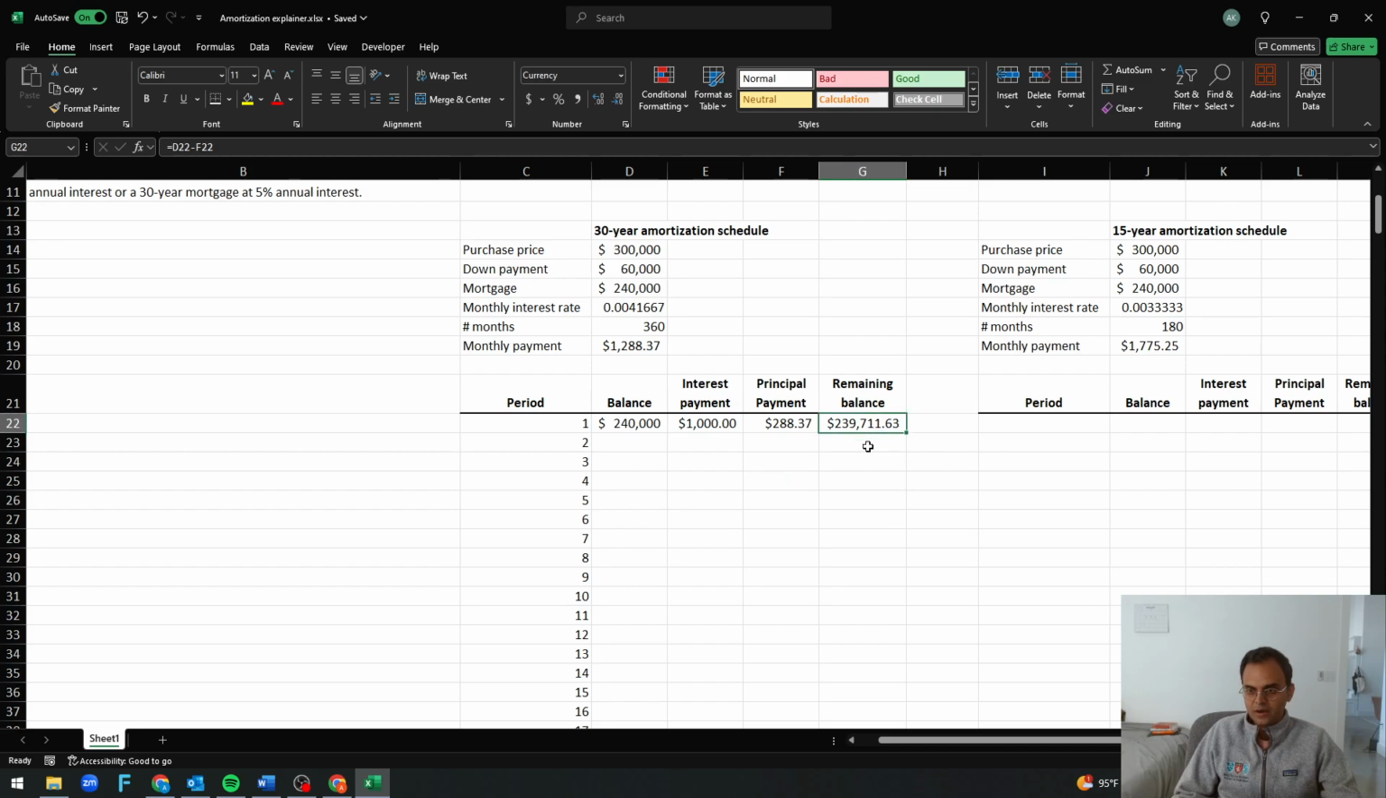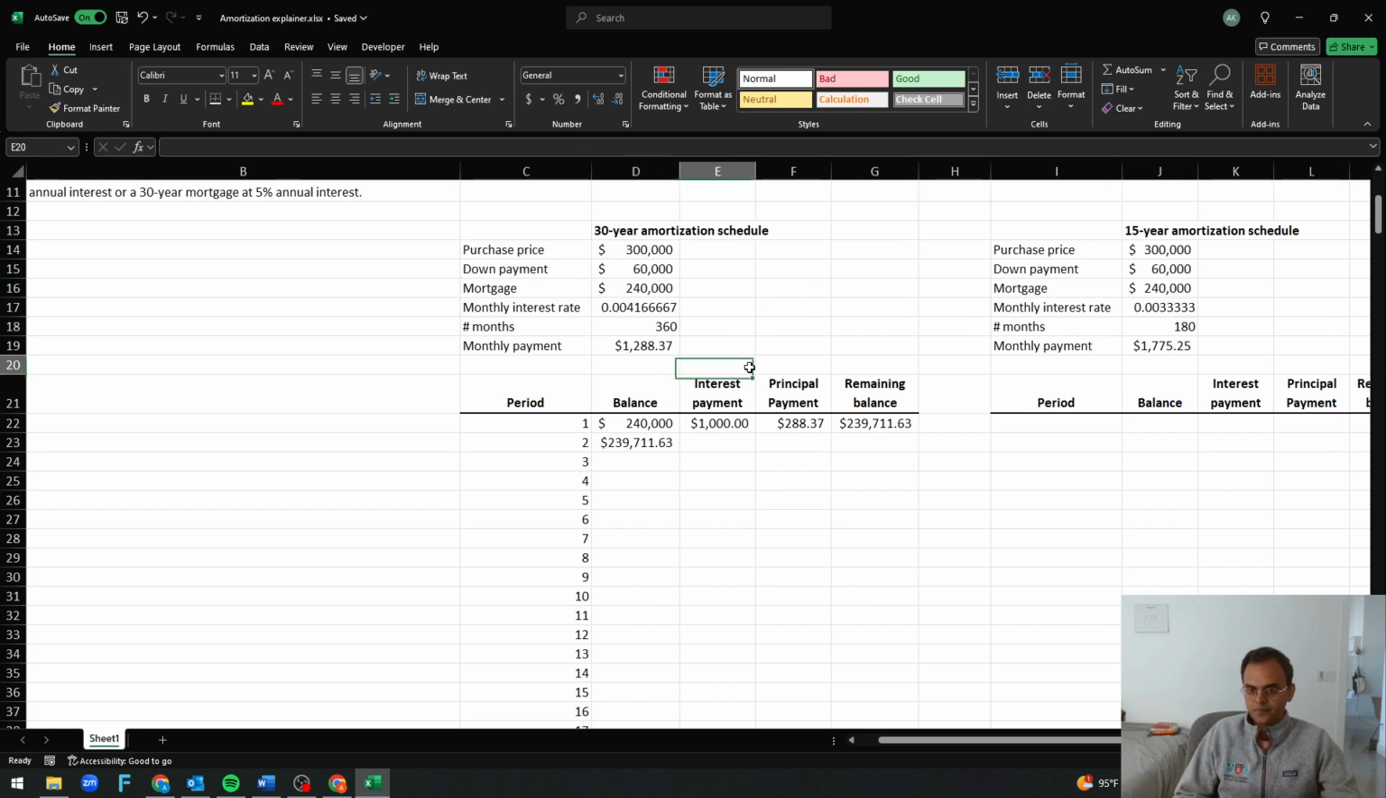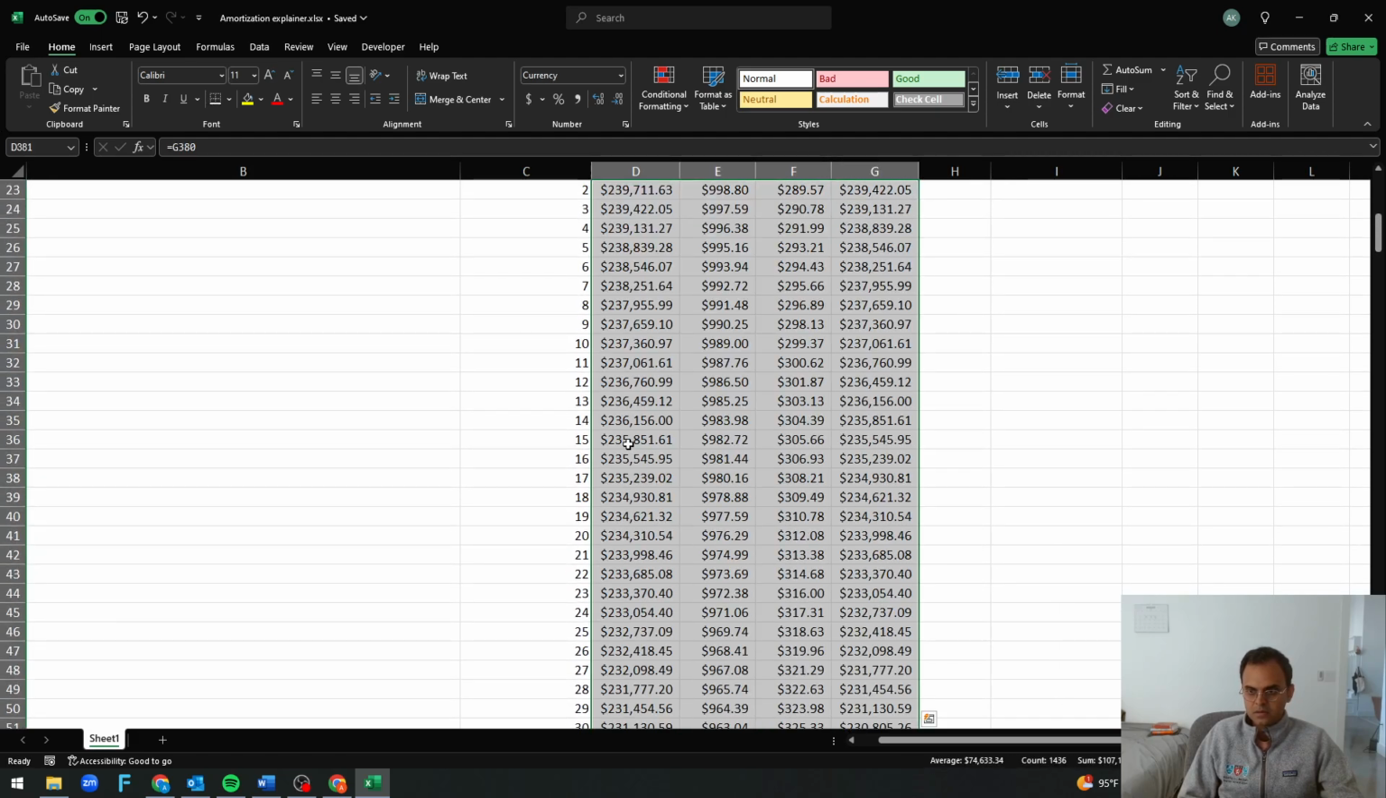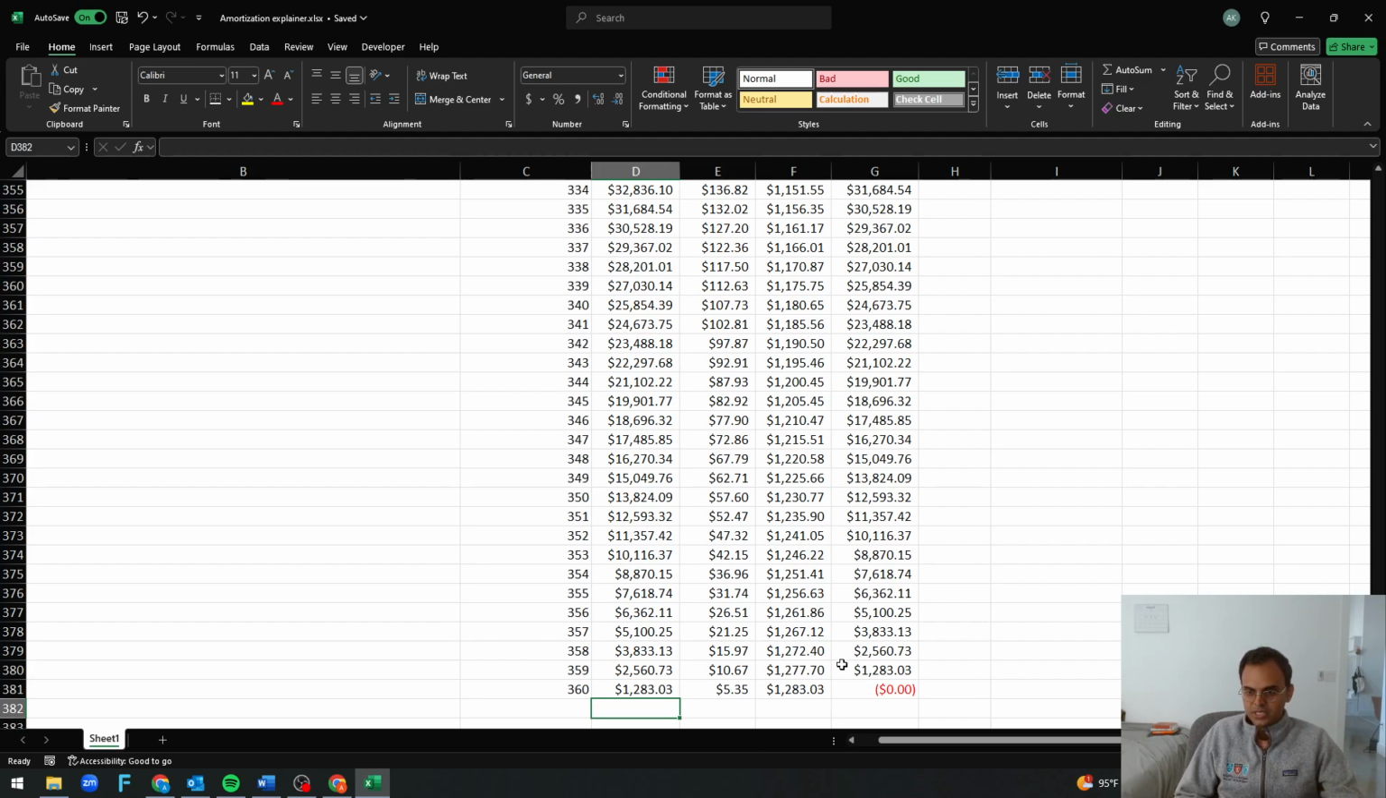And you see we paid down $288 of the principal. And the beginning balance in period 2 is just the remaining balance at the end of period 1. And then the rest of these things we can just copy down. And you'll see at the very last period, month 360, the entire mortgage is paid off.